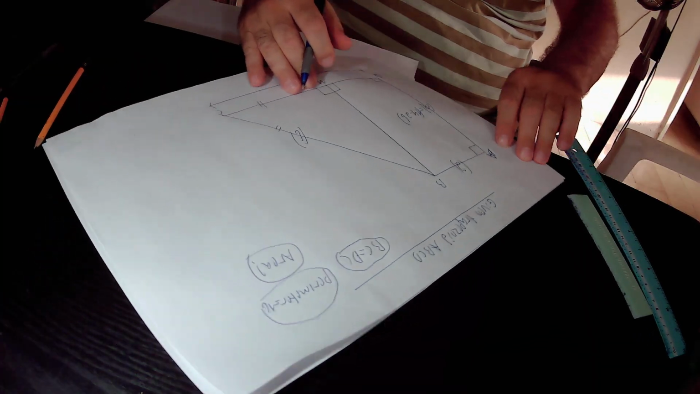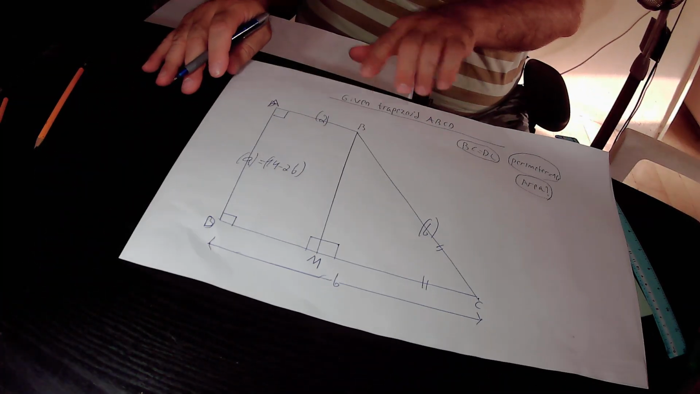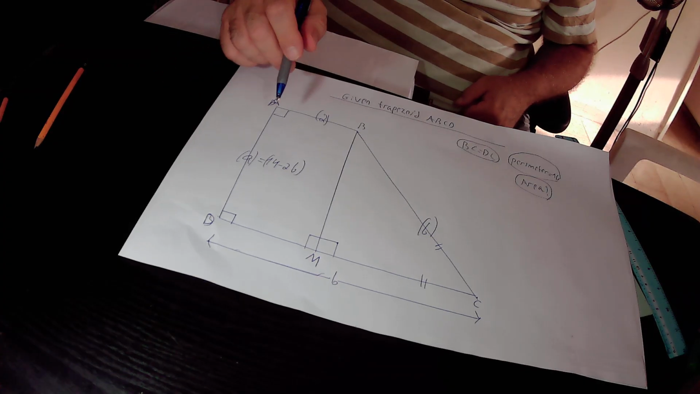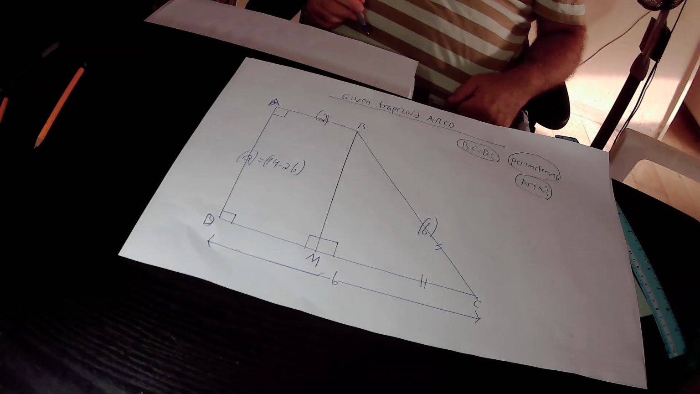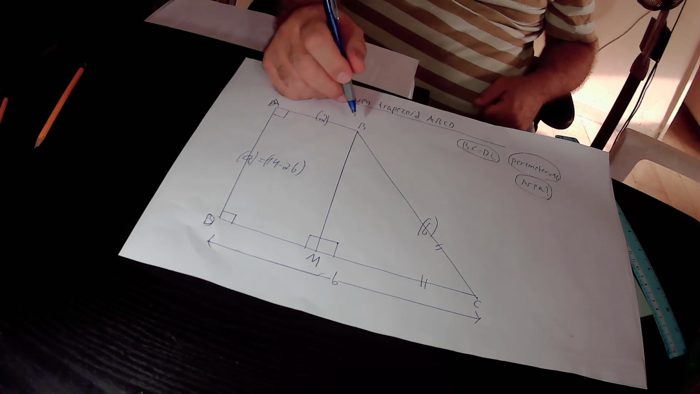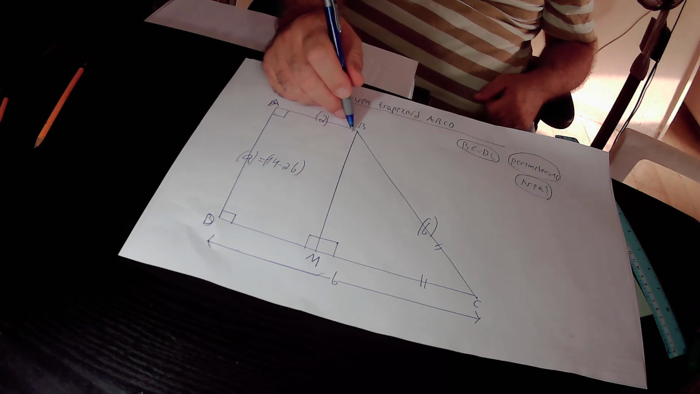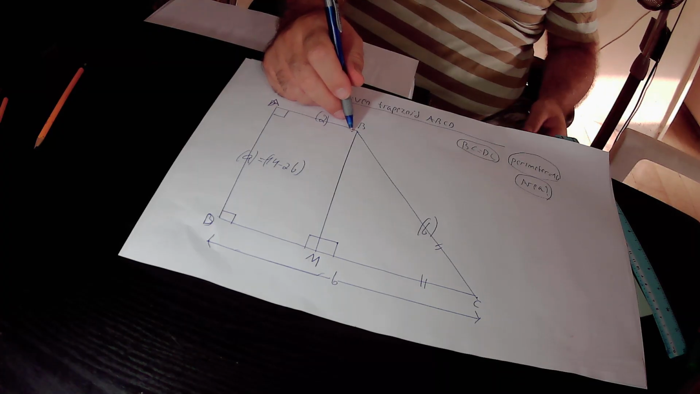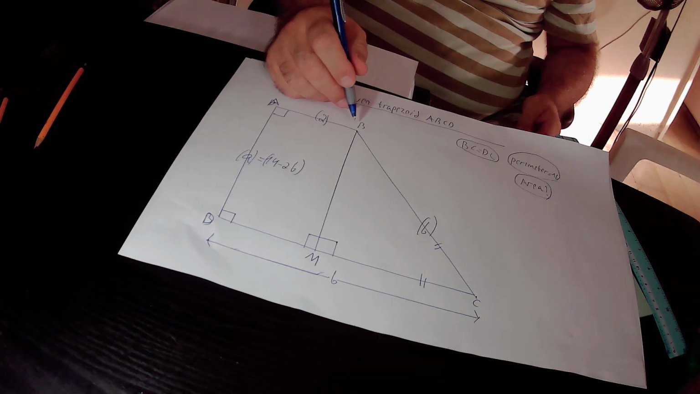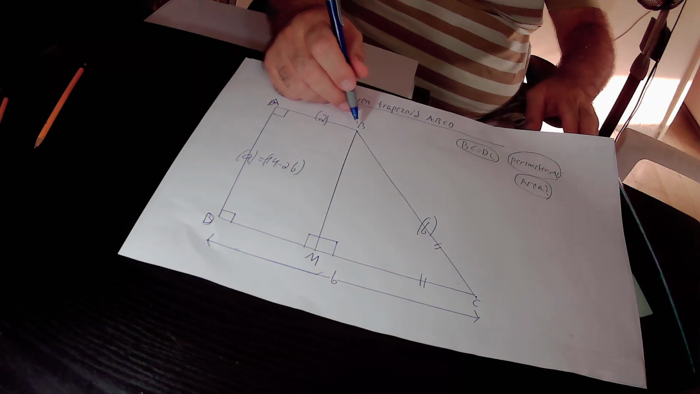When doing this construction, we get the quadrilateral ABMD. Inside this quadrilateral ABMD, we have 1, 2, 3 right angles. The sum of 3 right angles is 270 degrees, so 270 degrees plus the size of this fourth missing angle must be equal to 360 degrees, according to the rule that the sum of the angles in any quadrilateral is equal to 360 degrees. Therefore, this fourth missing angle must be equal to 90 degrees.